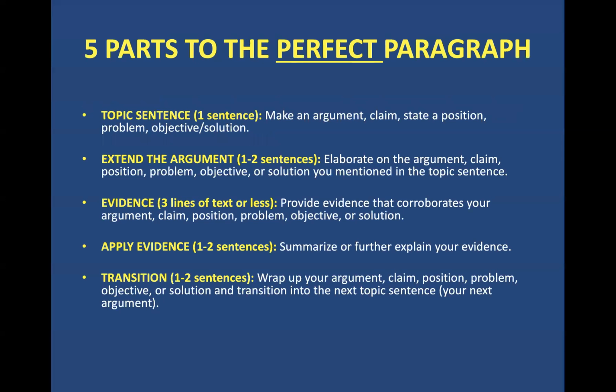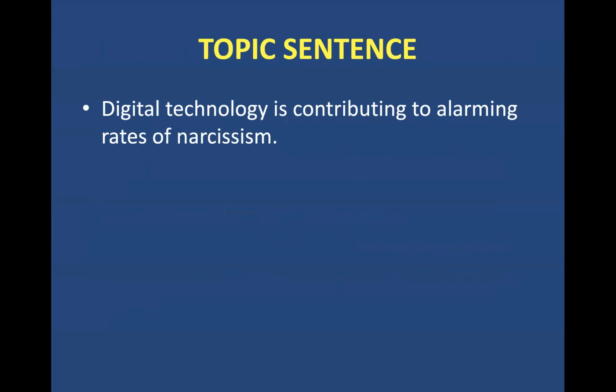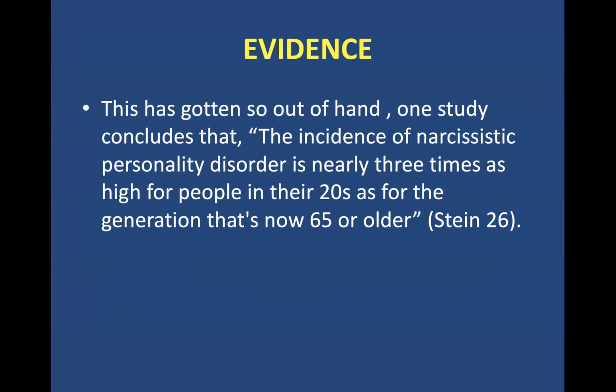So we go back. What am I looking for next? Evidence, 3 lines of text or less. This has gotten so out of hand, one study concludes that the incidence of narcissistic personality disorder is nearly 3 times as high for people in their 20s as for the generation that's now 65 or older. And you can see the quote ends, and we have a properly formatted in-text citation, or parenthetical citation, telling me the author and the page number.